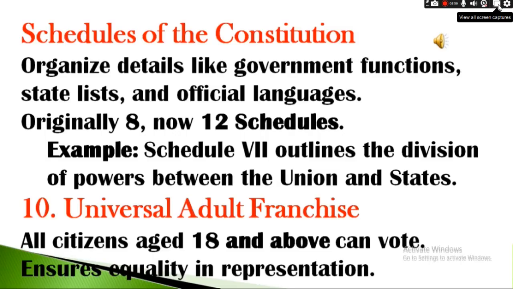Schedules of the Constitution. Organize details like government functions, state lists, and official languages. Originally 8, now 12 schedules. Example, Schedule 7 outlines the division of powers between the Union and states. Universal adult franchise. All citizens aged 18 and above can vote. Ensures equality in representation.